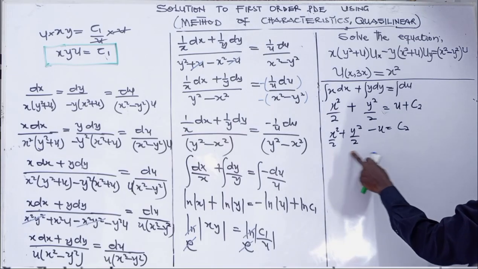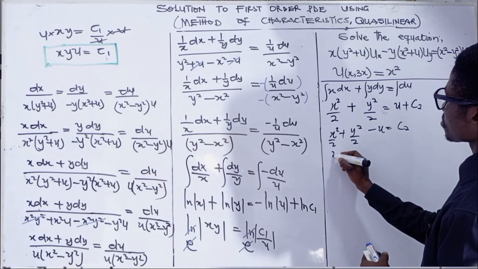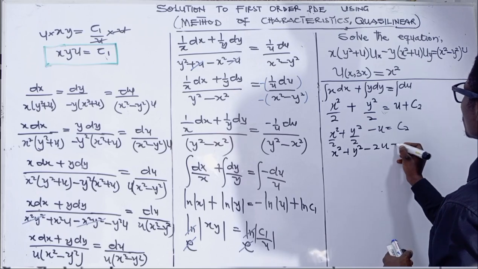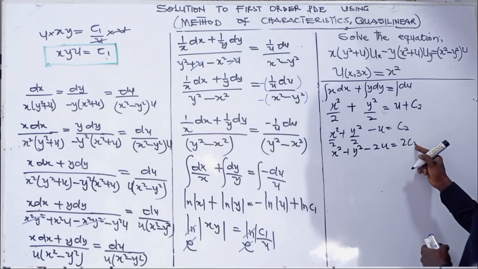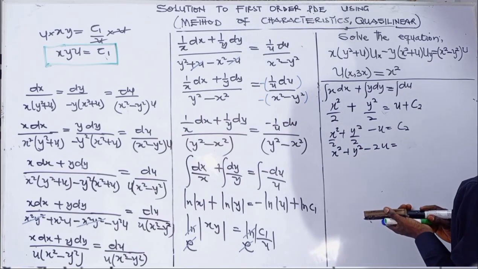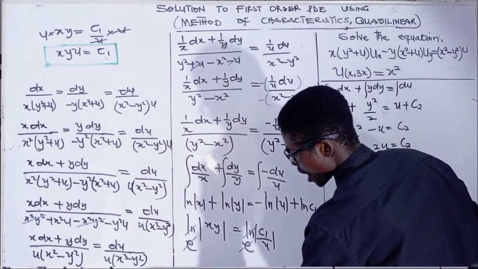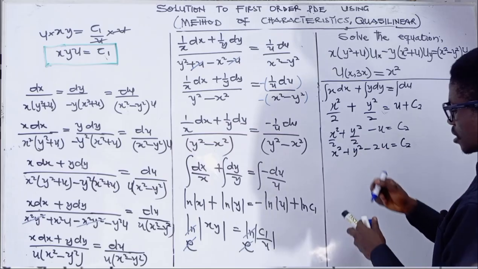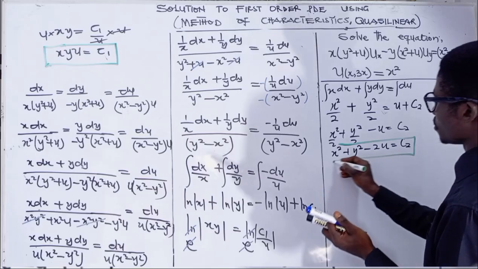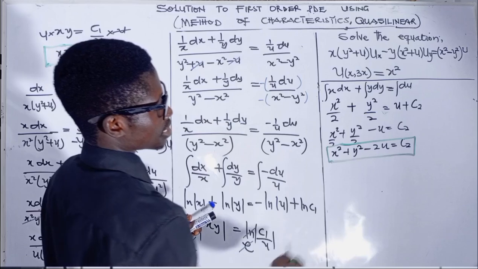Let's eliminate the denominators. Let's remove the fraction by multiplying through by 2. So we are going to have s squared plus y squared minus 2u is equal to 2c2. A constant times a constant will still give us a constant. So we are going to write just c2. So we have c2. Very, very interesting. So we are done with our second solution. So this is our second solution. So we have our first solution to be c1, which is this. And then we have our second solution, which is this.